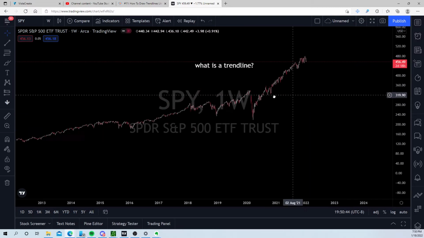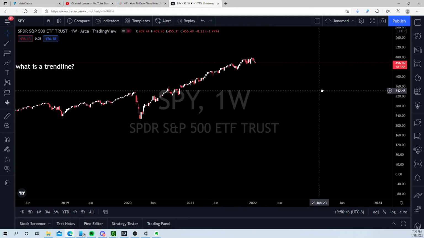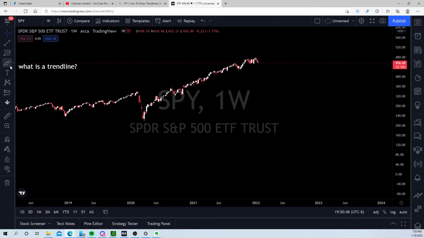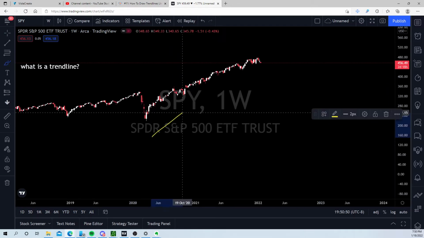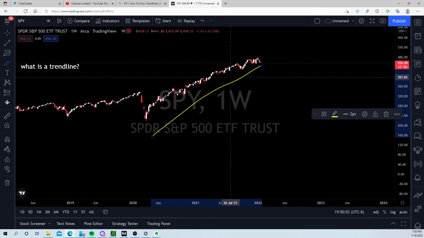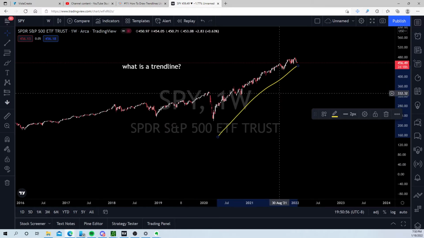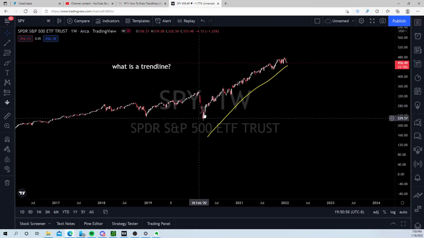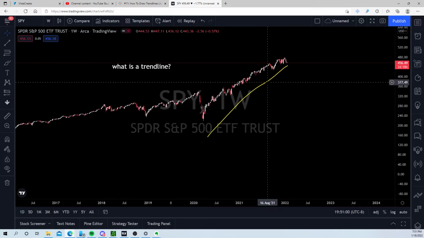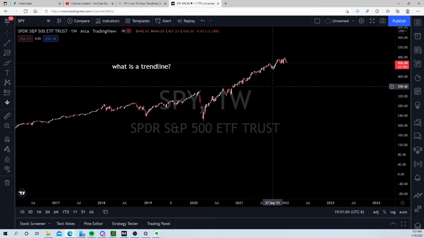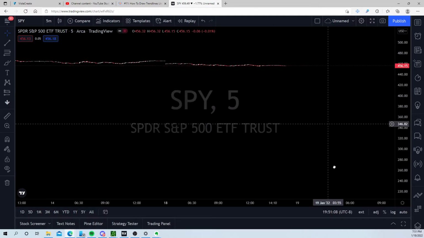Right here, just out of the blue, with the naked eye, with no EMAs or nothing, what do you see? The stock is going up, right? It's going up. How do we know? Well, it's obvious it's going up. You can see it's still going up, right? If we go to a smaller time frame, this is the weekly. Let's say mostly everybody trades in the 5-minute. Go to the 5-minute. Let's zoom in.